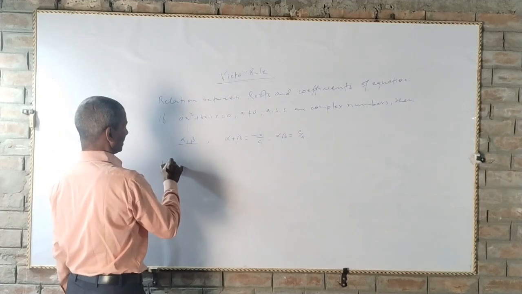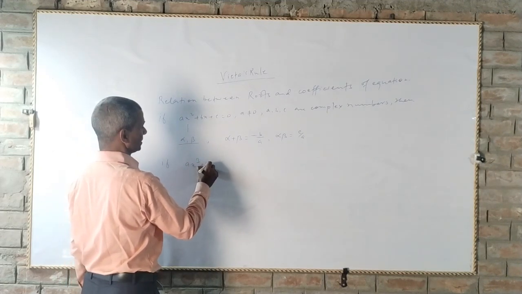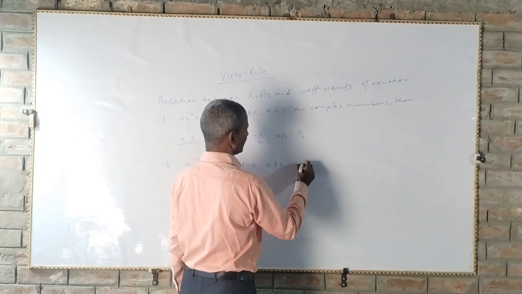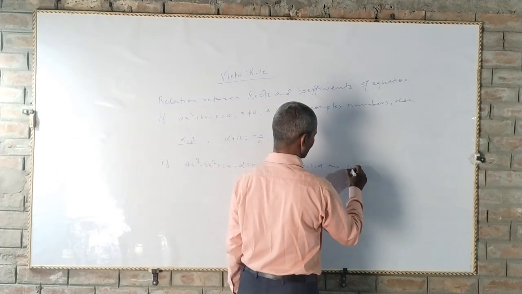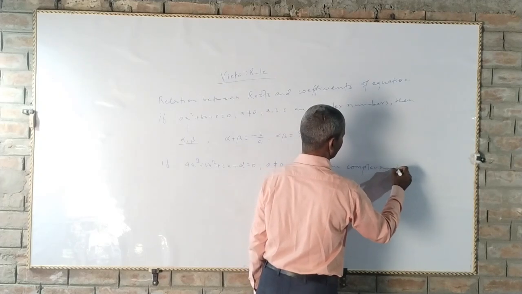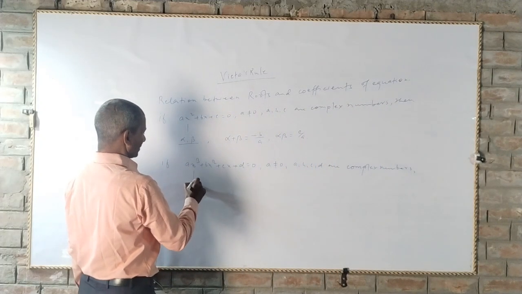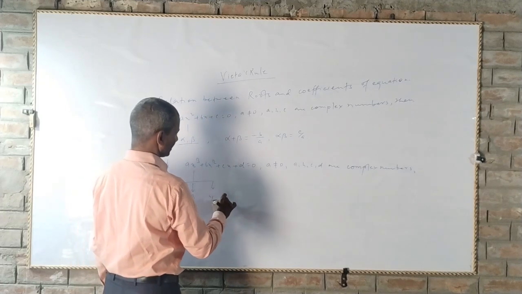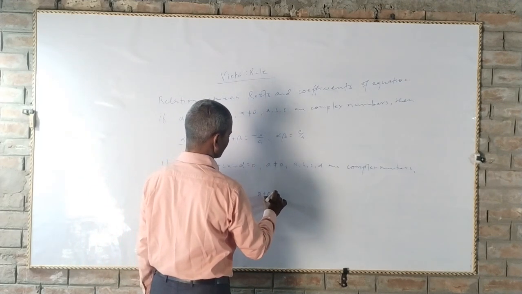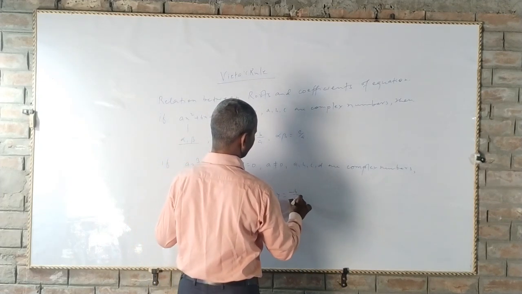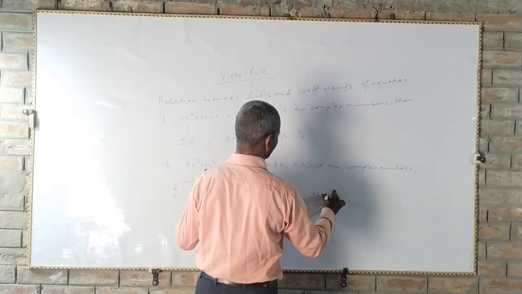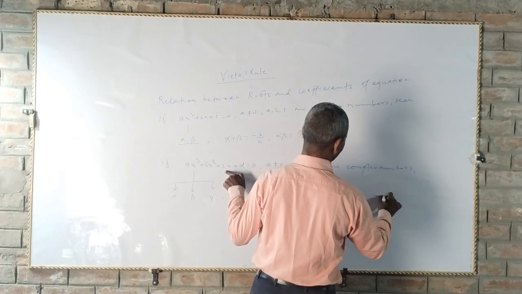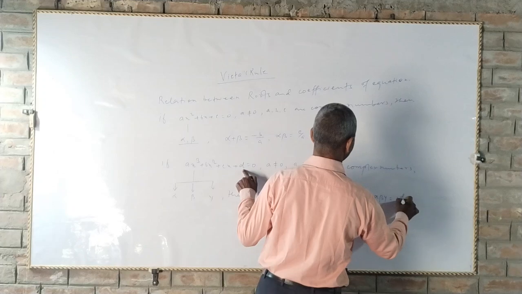If the equation is cubic, that is ax cube plus bx square plus cx plus d is equal to 0, where a is not equal to 0 and a, b, c and d are complex numbers, then if this equation has roots alpha, beta and gamma, then alpha plus beta plus gamma is equal to minus b upon a, alpha beta plus beta gamma plus gamma alpha is equal to c by a, and alpha beta gamma is equal to minus d upon a.